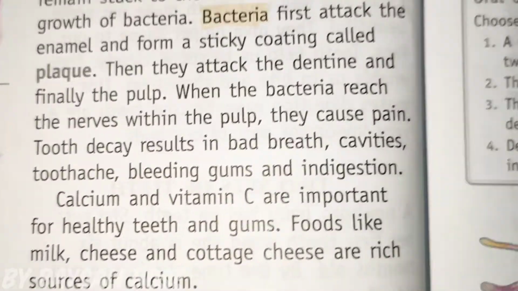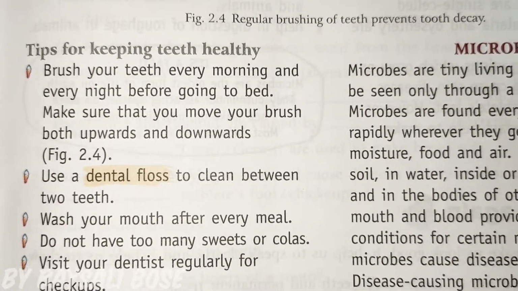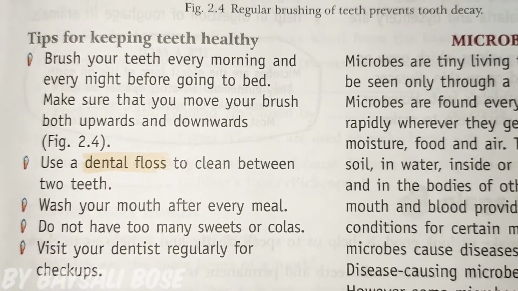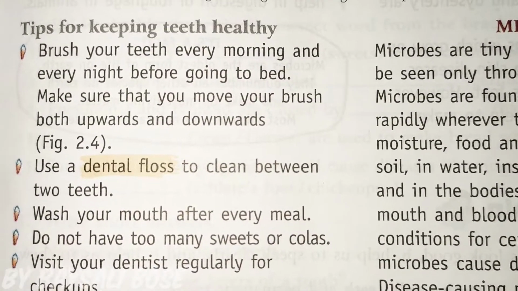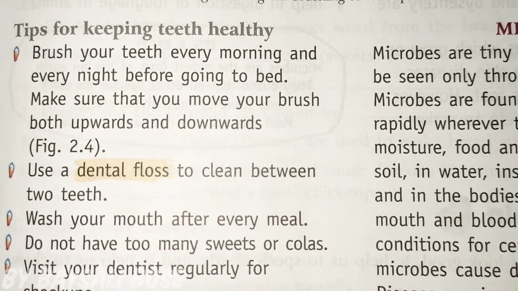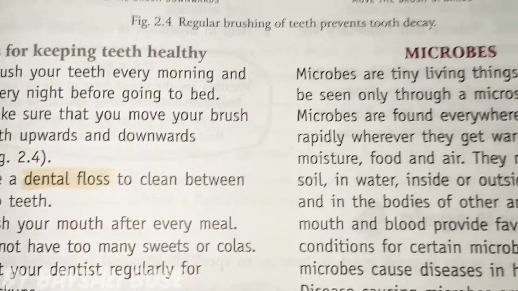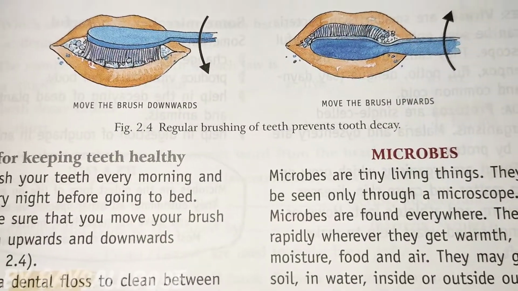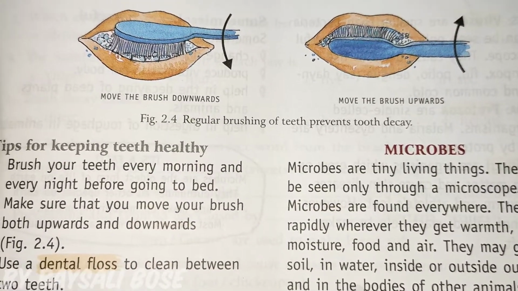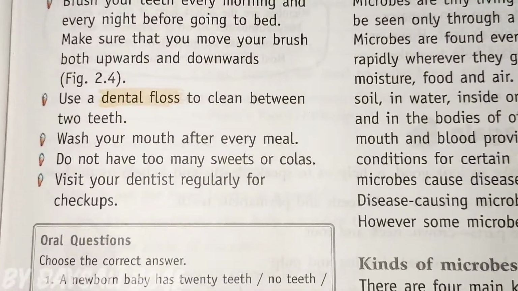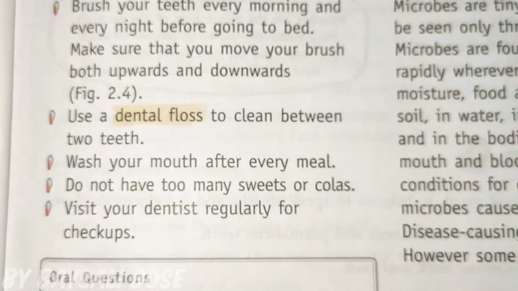Okay, now we will read tips for keeping teeth healthy. So what is the very first tip? You should brush your teeth every morning and every night before going to bed. Make sure that you move your brush both upward and downward, in this way, upper motion and lower motion, so that all the food particles in between your teeth get cleaned. Then use dental floss to clean between two teeth.